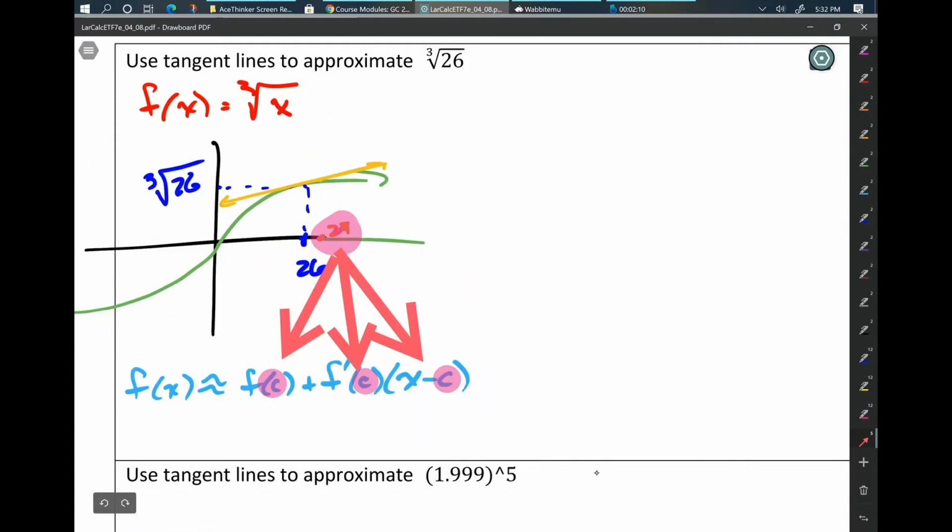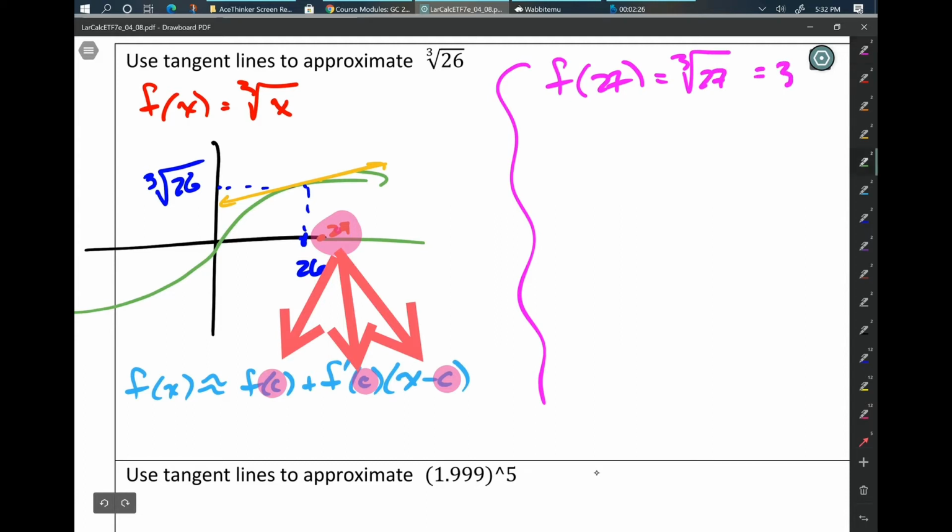What are the things I need to know? First off, what is f of 27? Well, f of 27 is the cube root of 27, which is 3. I need to know f prime of 27. Before I can find the value of the derivative there, I need the derivative. So what is f prime of x? Well, f prime of x is 1 over 3 times the cube root of x squared.